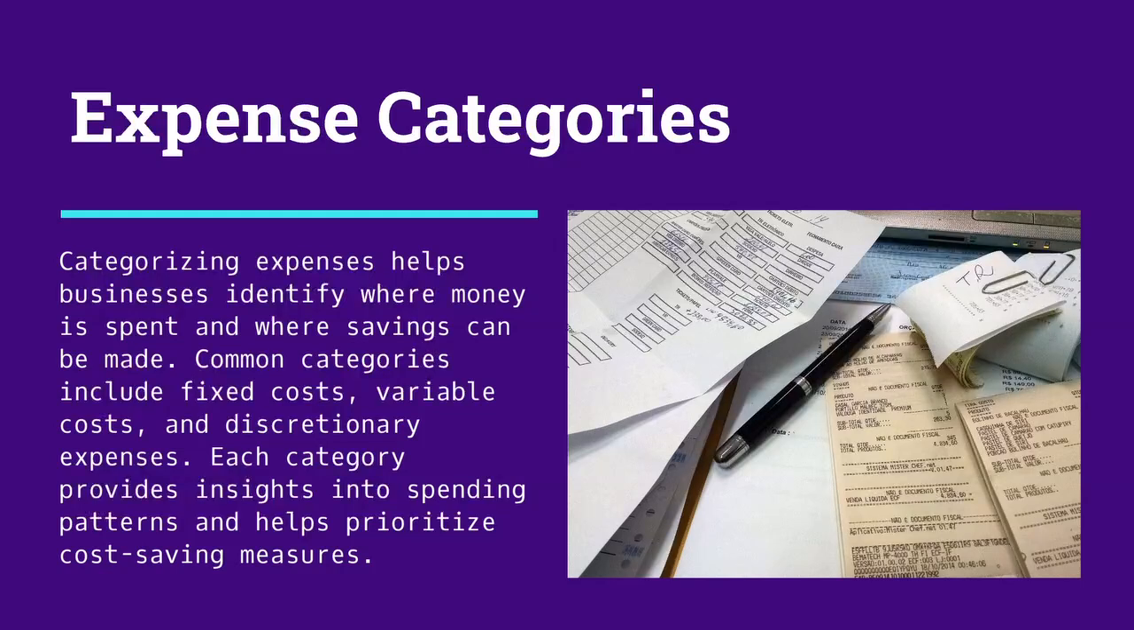So for example, let's talk about marketing costs. Let's say that you only invest in Facebook ads. If you only invest in Facebook ads, then you can have just one category called marketing costs, because you know that all the money that goes there will go to Facebook ads.